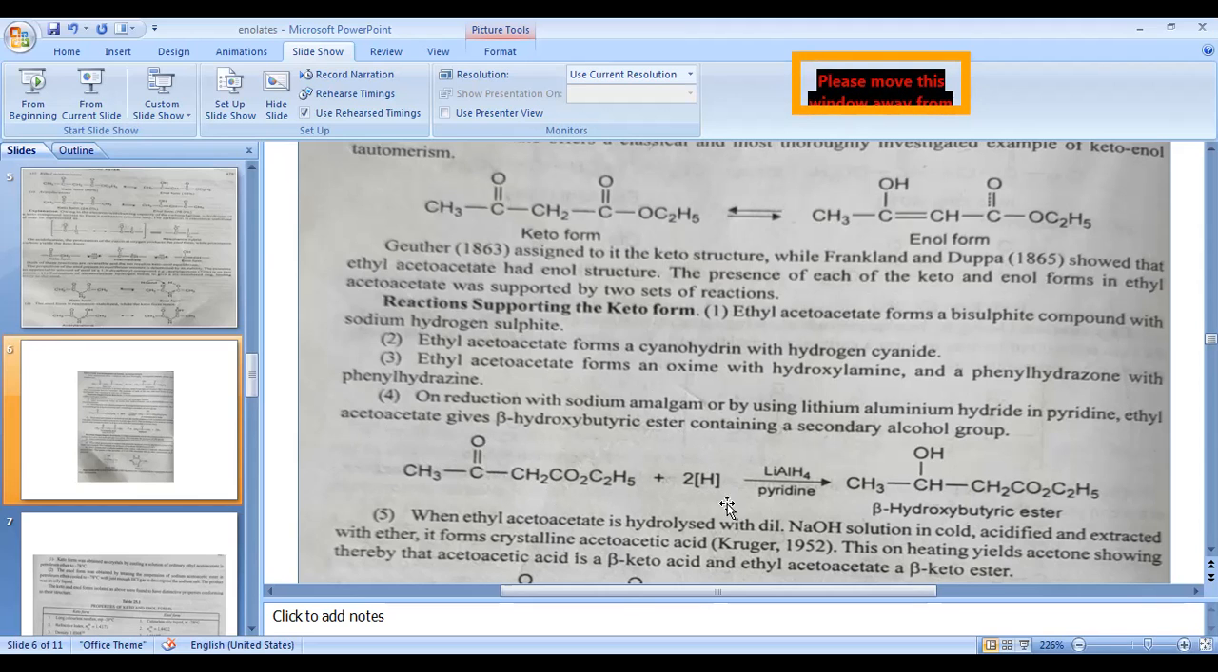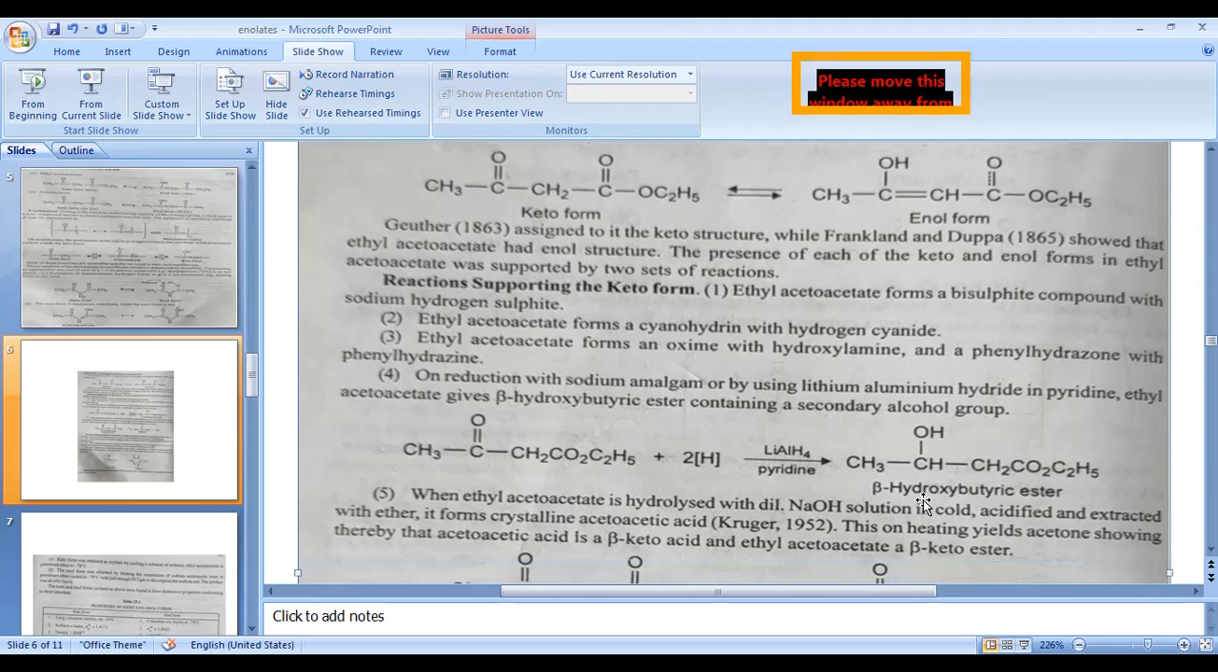Further, on reduction with sodium amalgam or by using lithium aluminum hydride in pyridine, the C=O double bond gets saturated. It is unsaturated here, so one hydrogen atom gets attached here and one hydrogen atom gets attached here. So these become CH3CHOH and CH2COOC2H5. This is beta hydroxy butyric ester. So on reduction, ethyl acetoacetate gives beta hydroxy butyric ester.